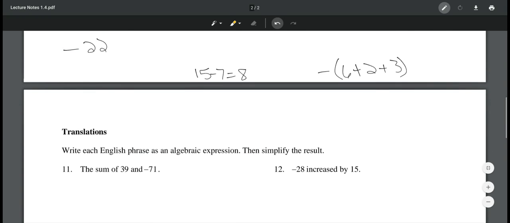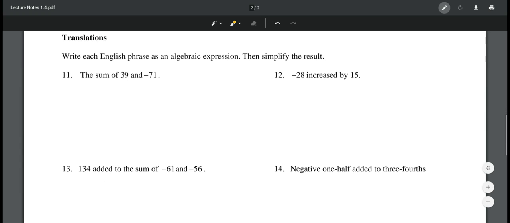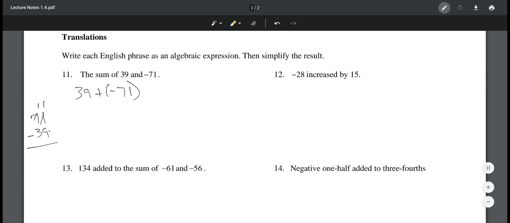The next set is translation and then simplify. So the sum of 39 and negative 71, so 39 plus negative 71. You should be thinking the absolute value of negative 71 is bigger than the absolute value of 39. So you should be thinking 71 minus 39. And that gives you 32. But we're going to make it negative because the absolute value of negative 71 is larger than the absolute value of 39.